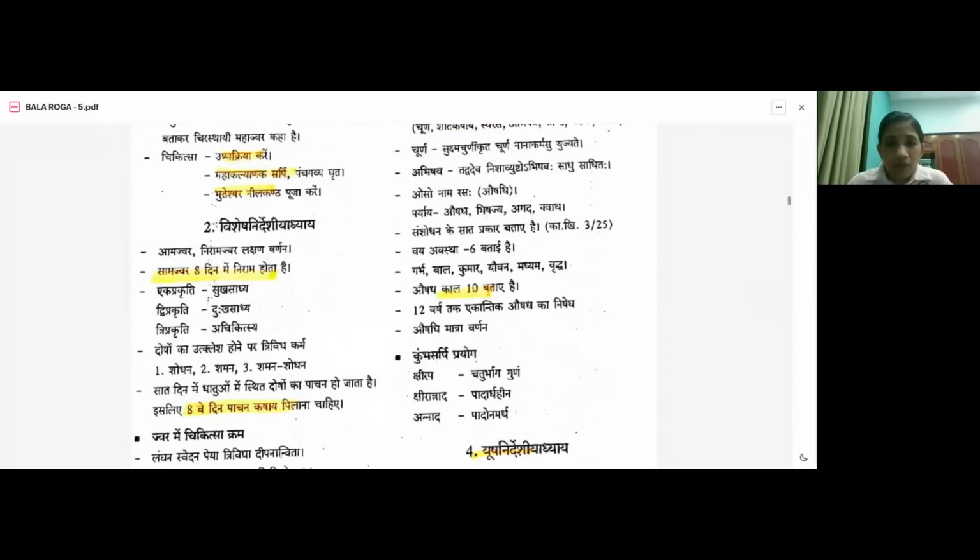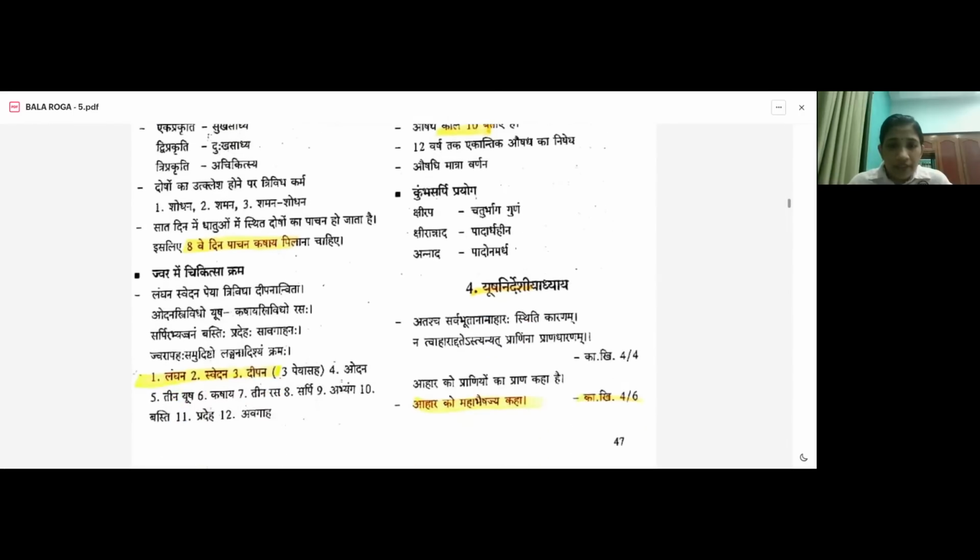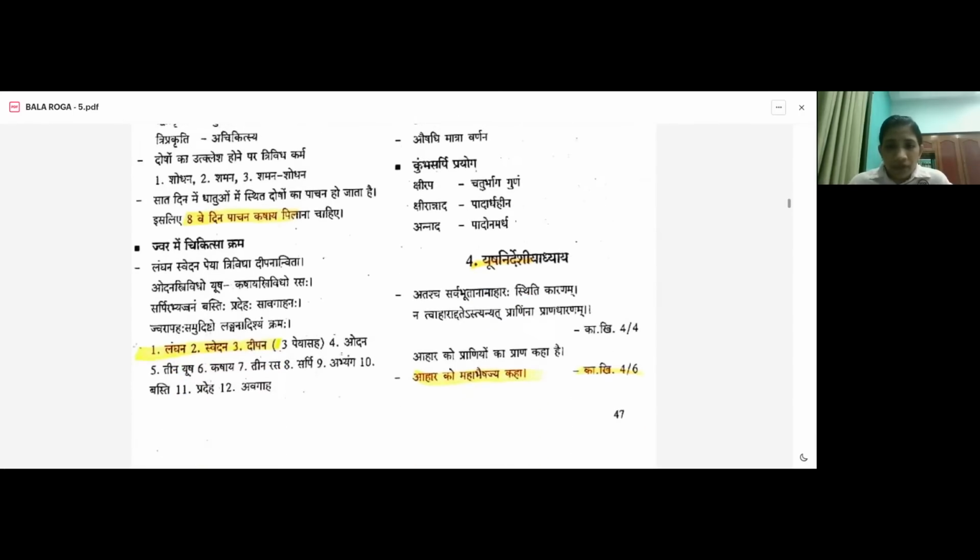And here he also mentioned 10 types of Aushadha Kalas. And next is Yusha Nirdeshiya Adhyayam. Different types of Yushas are mentioned in this chapter. And he also explained the famous quote: Aharo hi Mahaushadham. This is the famous quote by Kashyapacharya, which is very relevant in this condition. In this era, it is very important because the food that we take is the causative factor for diseases.